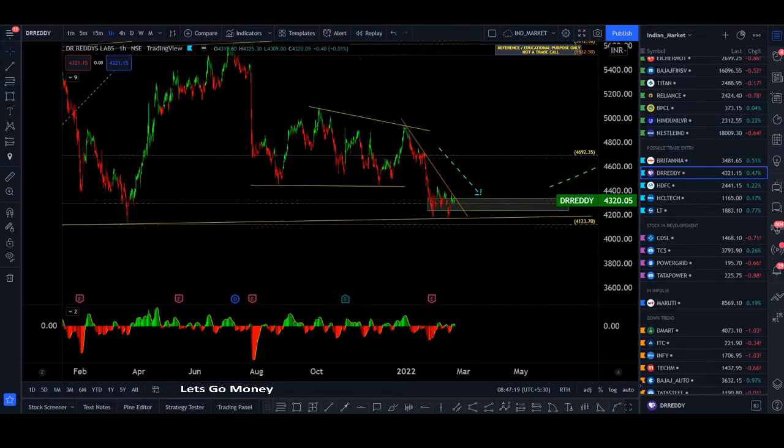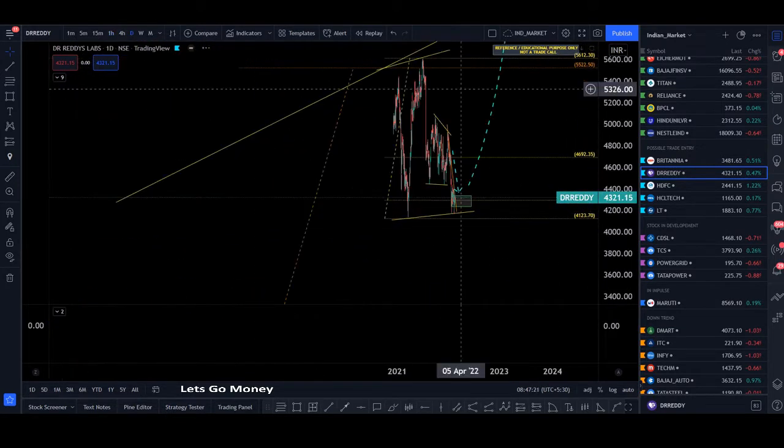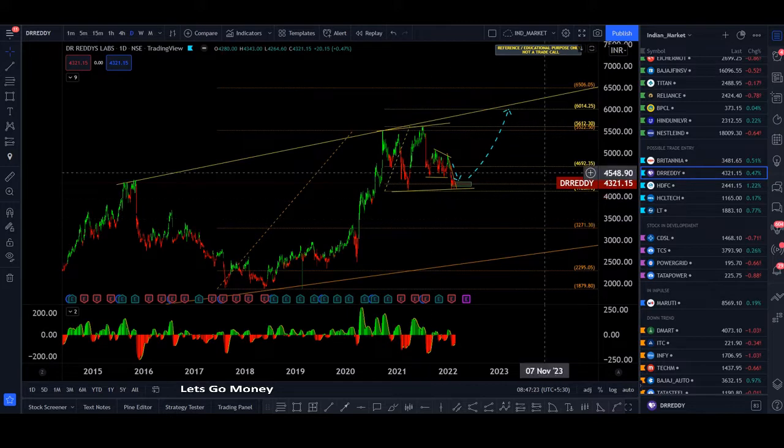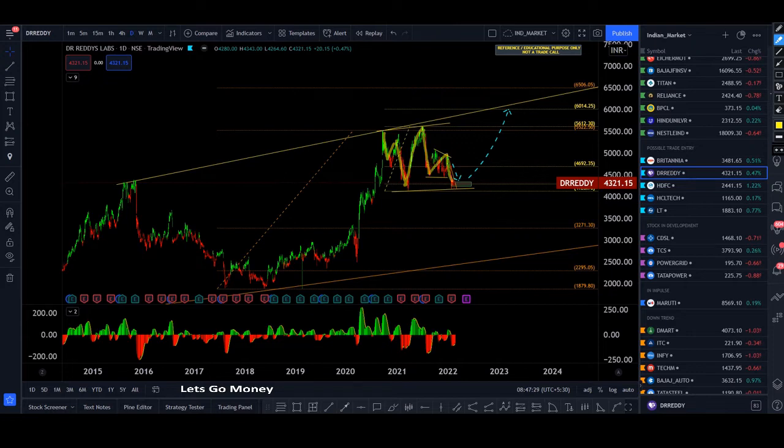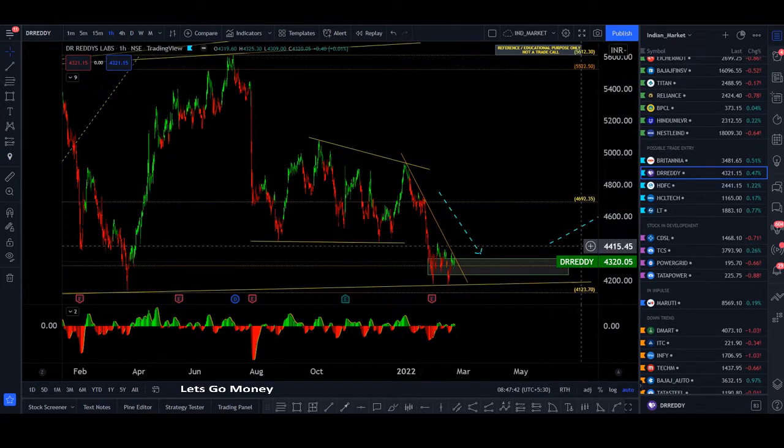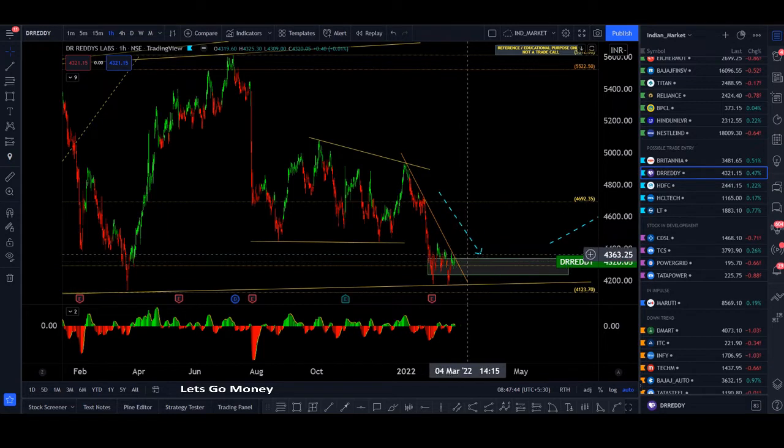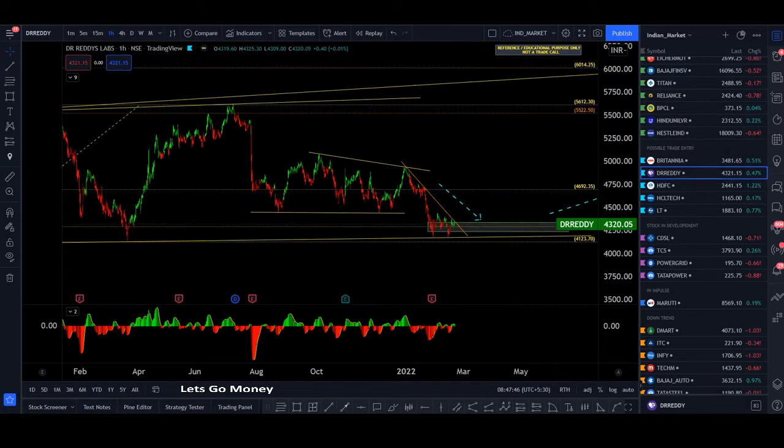Dr. Reddy is similar. It also did a very good ABC move. It's complete. If you see here, this is A, this is B, and this is C, and now this is the expected move, which is a pretty good move from where it is now, and we are just waiting for the breakout. In an hourly, you can see that it is pretty much there, and we are expecting a breakout for an entry.